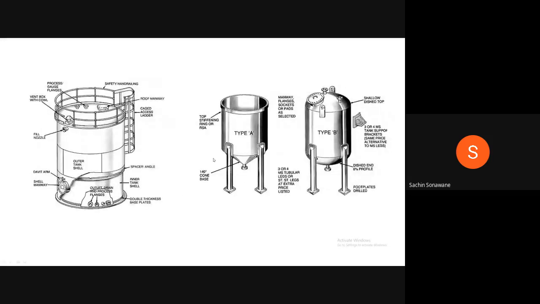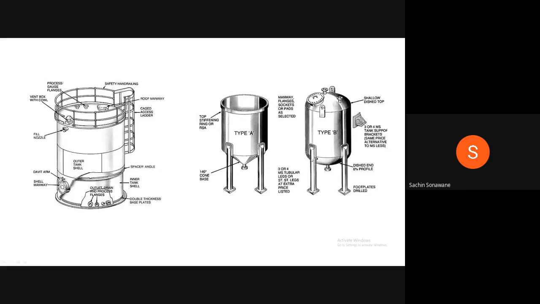Now see that these two are vertical pressure vessels. This type of support is known as skirt support. Again, you see here, this is the top stiffening ring. This is a conical head. We have seen the conical head also. This is a conical head or conical base.